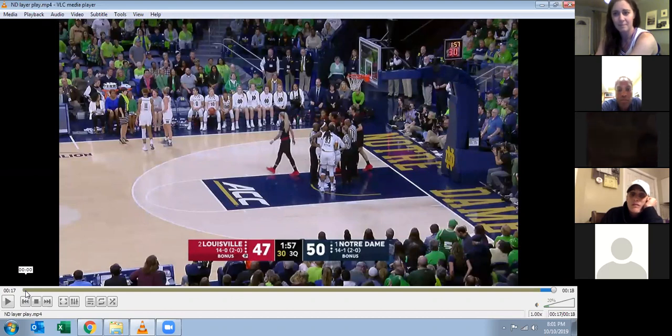All right, so here's the thing, and I can talk about this because I was on this play. With this play here, we did have a common foul. We had a common foul up front.